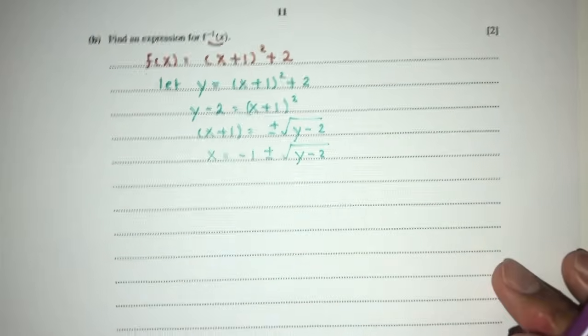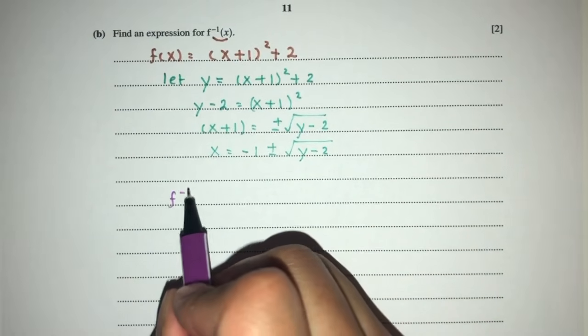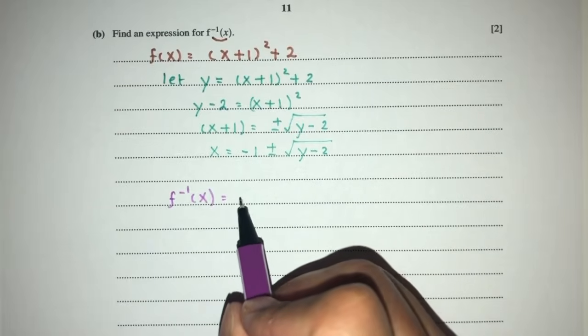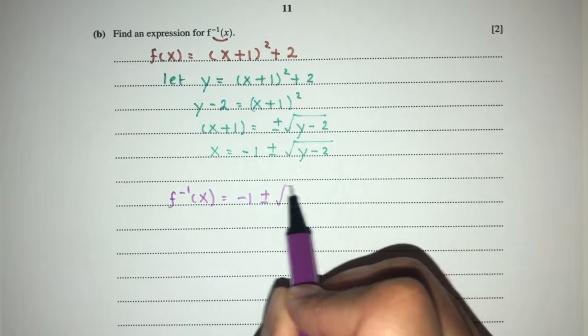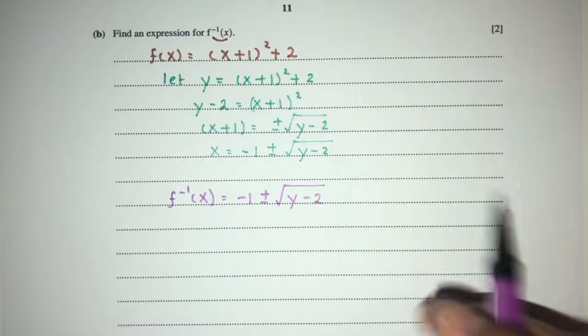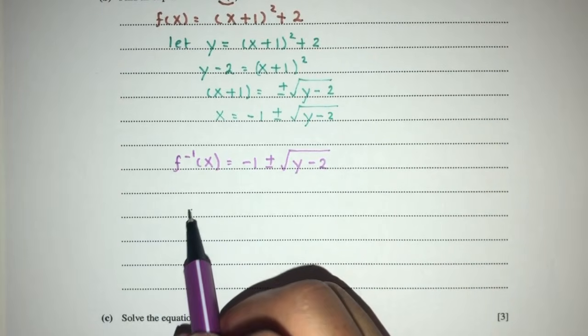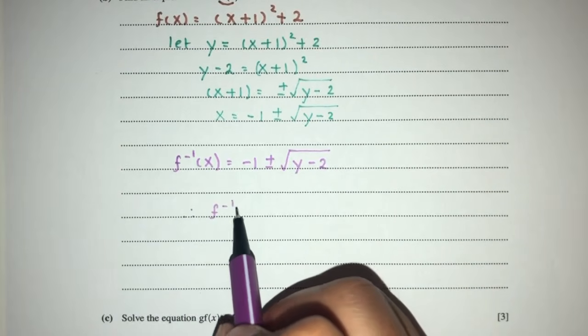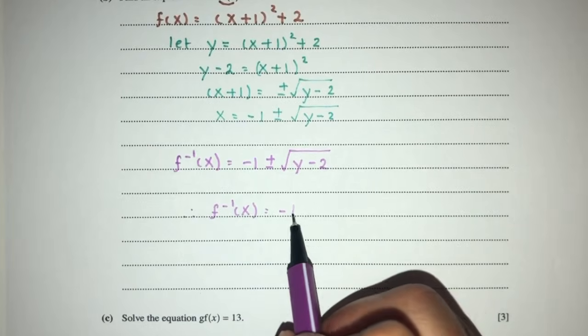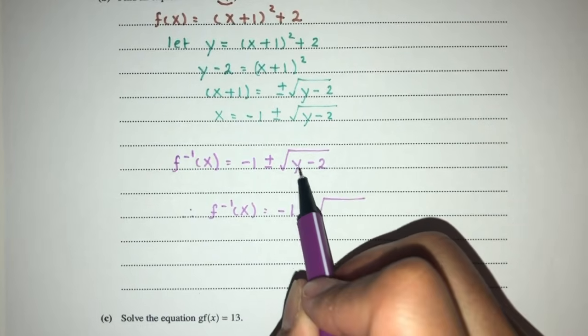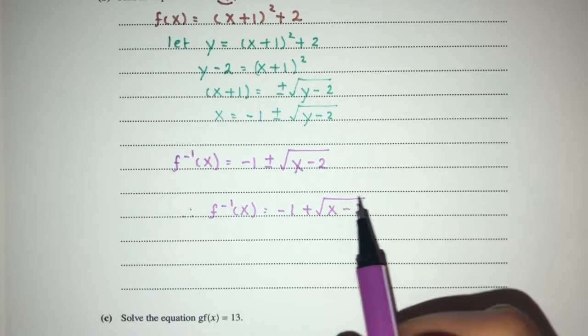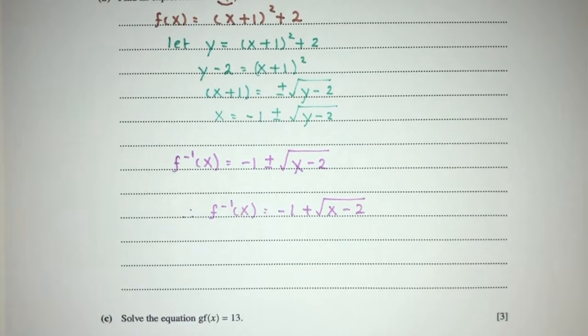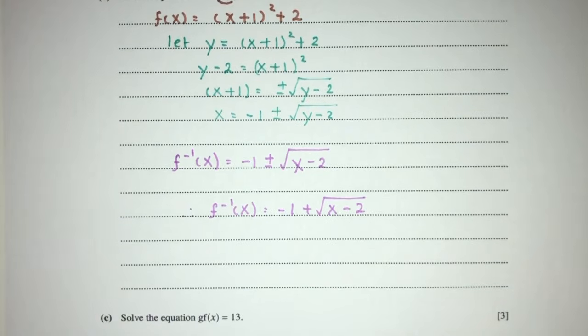Now obviously in the end you have to express it in terms of x. That will be minus 1 plus minus square root of y minus 2. Now you have to find the one that fits. It will be minus 1 plus square root of x minus 2. So that will be the expression for f inverse of x in terms of x. That will be part B of the question.